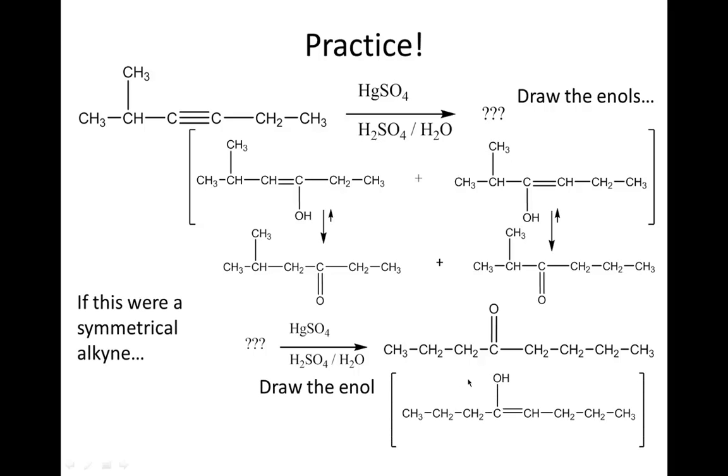So here's the enol, and again, if you draw it like this, you can see it doesn't matter which carbon we put it on. If this was where the original triple bond was, we'd have 3 carbon chains on either side, and so this would have been the best starting material to make that.